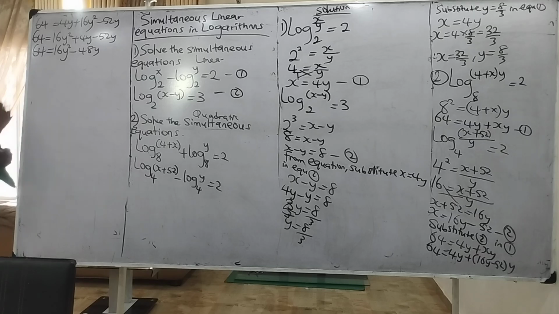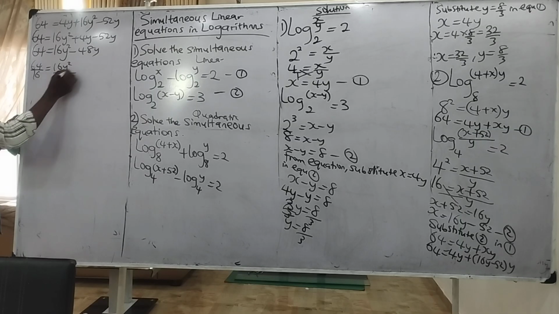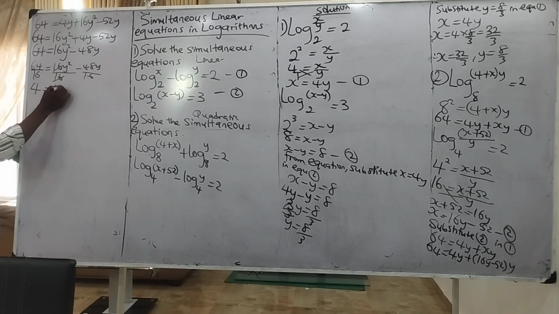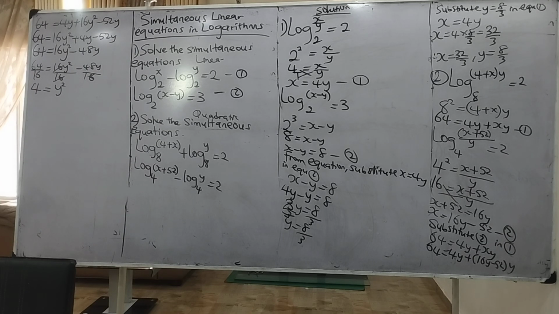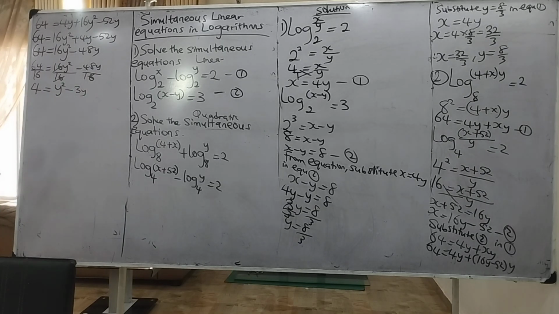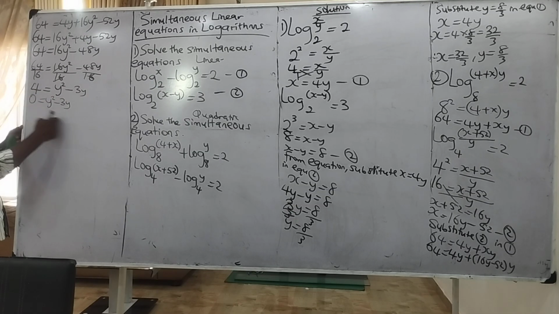Let's continue. Let's look for a number that can divide all of them. I think 16 can go into all of them. So let's divide each of these by 16, so that we can get smaller numbers that will help us here. 16 goes into 64 four times. This is 4, is equal to 16 divided by 16 is 1, that is y squared. Then 48 divided by 16 should give you 3, so minus 3y. You can see we have gotten small values. So let's take this one here. We have 0 is equal to y squared minus 3y, when plus 4 comes here it is minus 4.